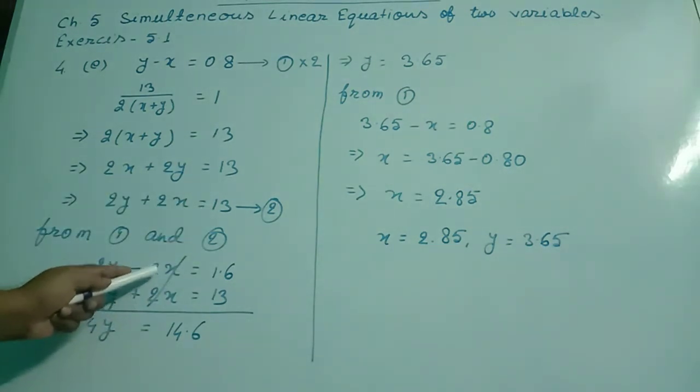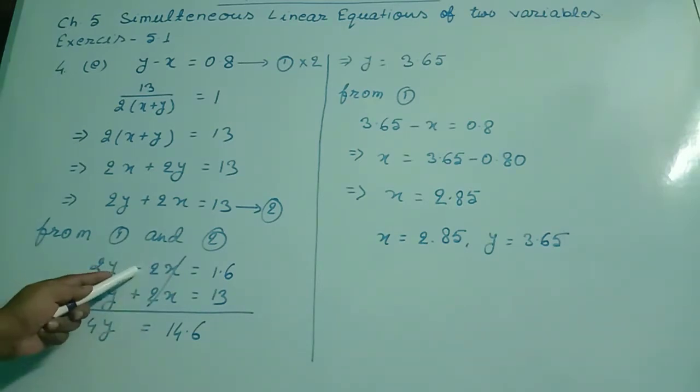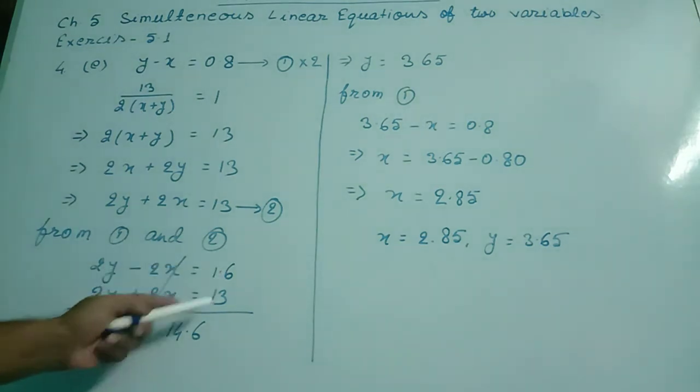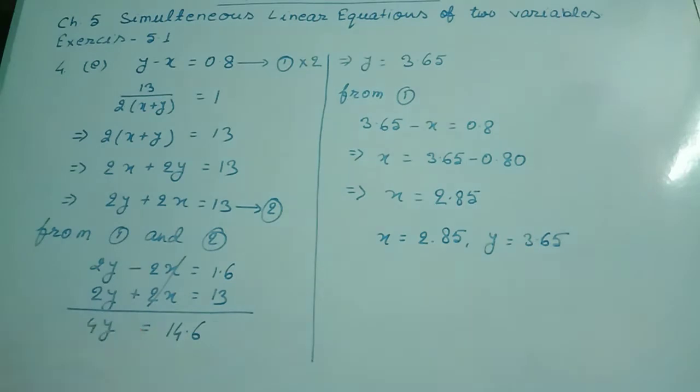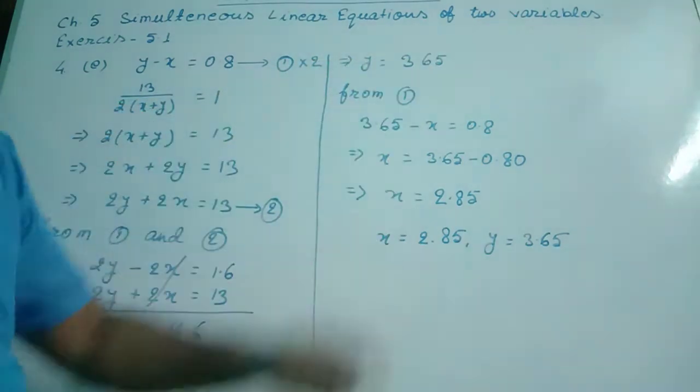These two coefficients of x are equal and both have the opposite sign. One has minus, another has plus. So minus plus will be cancelled. These two will be added, 2 plus 2, 4y, and these two are also added, that becomes 14.6. So y equal to, I divided 14.6 by 4 and I got y equal to 3.65.